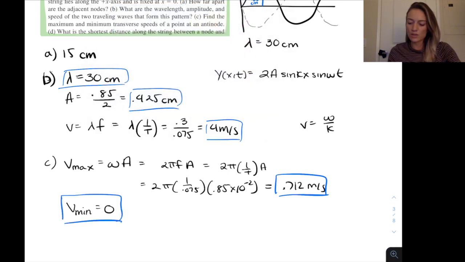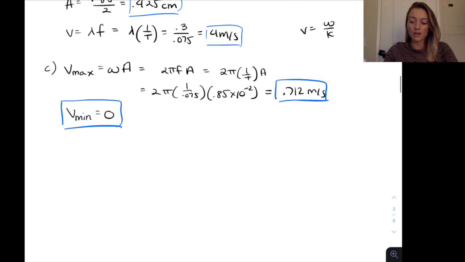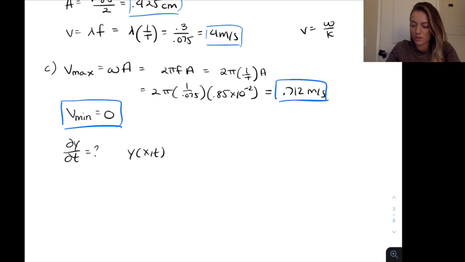And now you could do this another way as well. If you wanted to, let's say you didn't remember this formula here, what you would have to do then is take the derivative with respect to time. So remember our y of x comma t for a standing wave, we said was 2 times the amplitude of each individual wave, sine kx, sine omega t. So you'd have to take the partial derivative of this with respect to time.